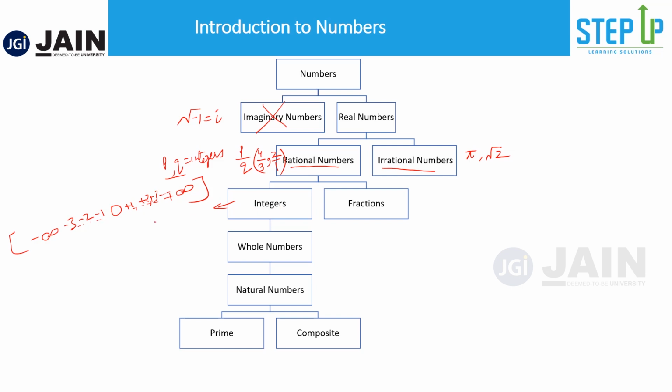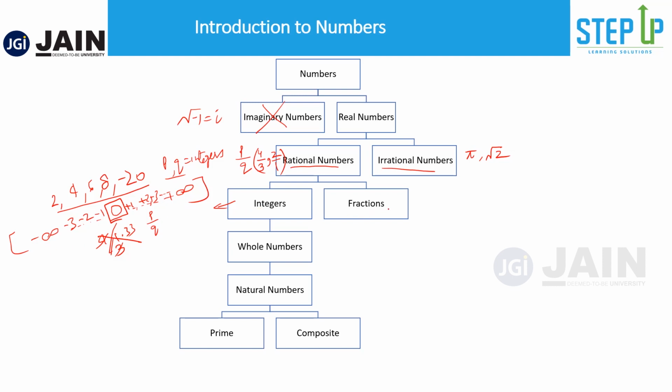So integers are again of the form p by q, but it can divide evenly. That means 4 by 3 is not an integer because you will get decimal points, 1.33 something. This is not your integer, but 2, 4, 6, 8, minus 20, all these are your integer values. Now 0 is neither a positive nor a negative integer. Just remember this. So from minus infinity to plus infinity, including 0, are your integers.